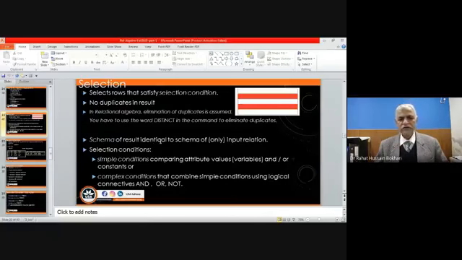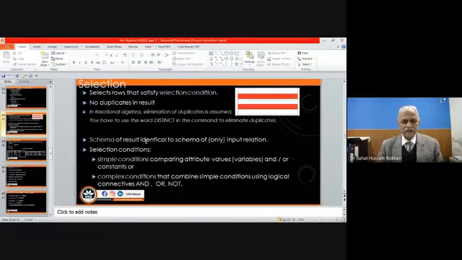Furthermore, the schema of the result is identical to the schema of the input relation. If a table A has 3 attributes, then the resultant table after the query, that we say the select statement, we also get a relation with 3 attributes. So the schema of the input relation and the schema of the output relation should be the same.